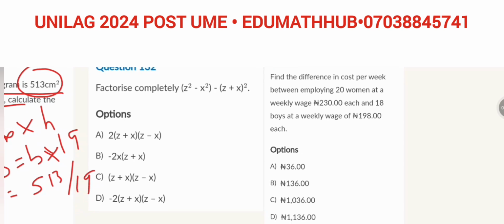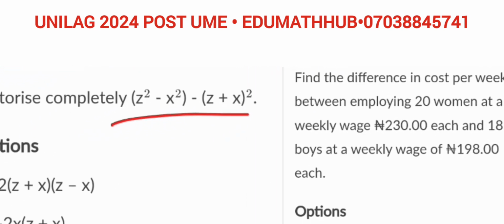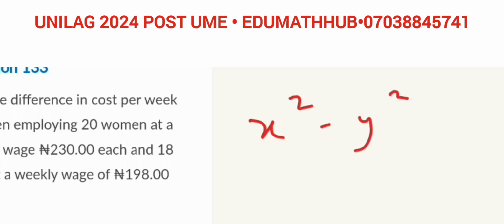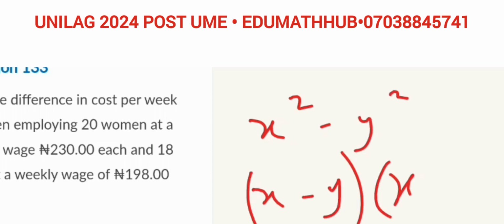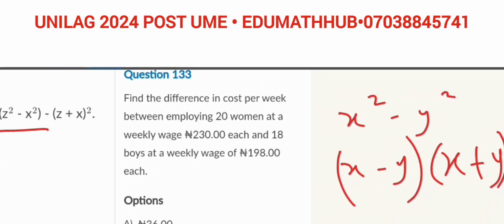So for the second question, you have to factorize completely z squared minus x squared minus z plus x all squared. So this part here is a difference of two squares. Difference of two squares is something like this: you have x squared minus y squared, the answer will be x minus y, x plus y. So you're going to apply that here.